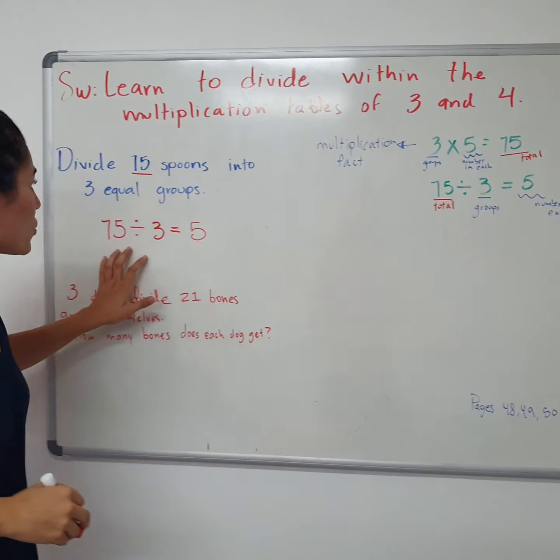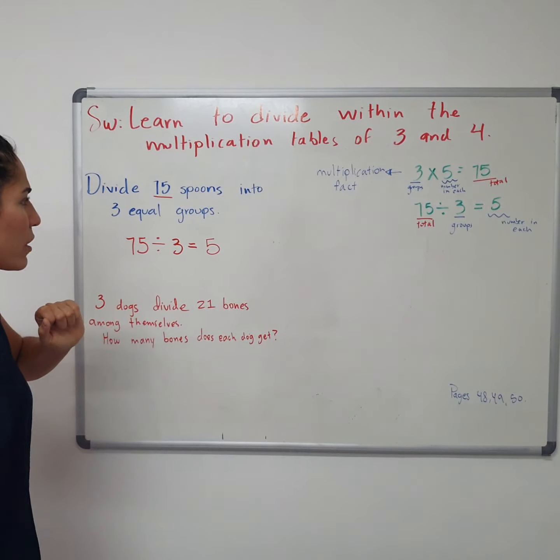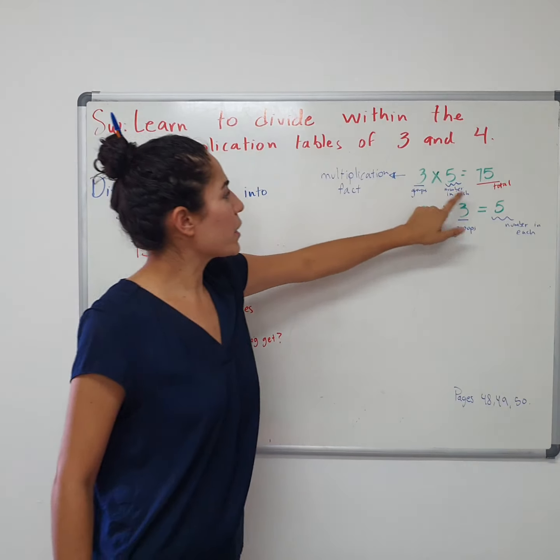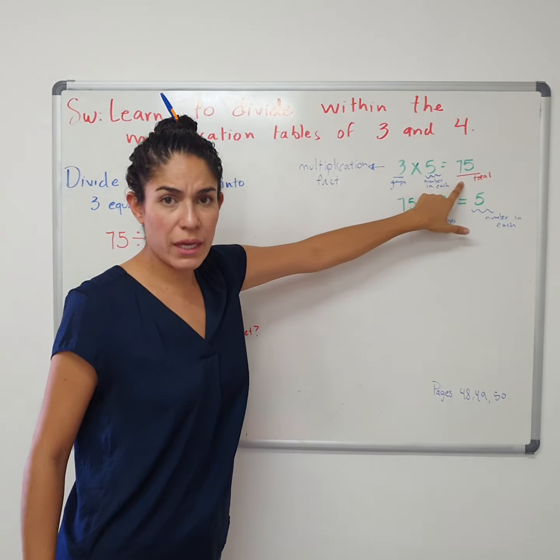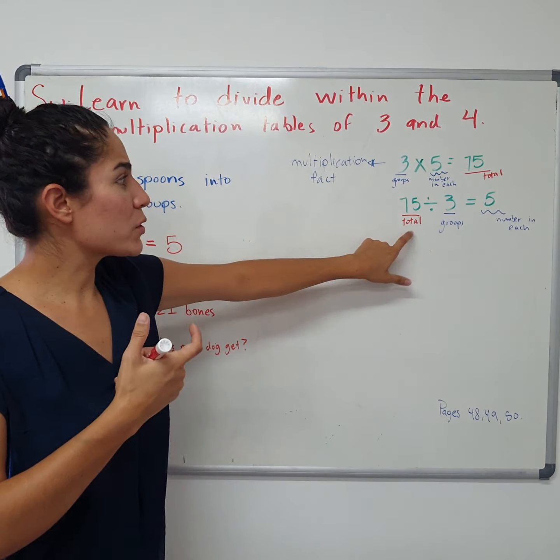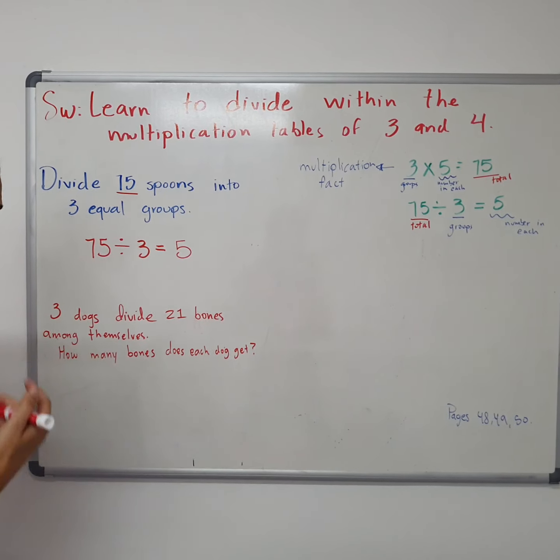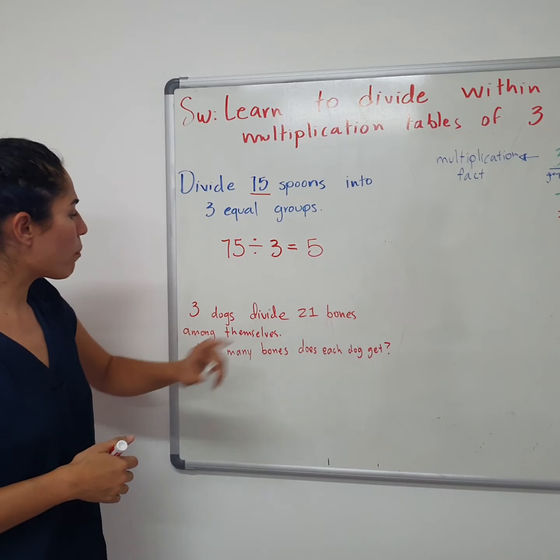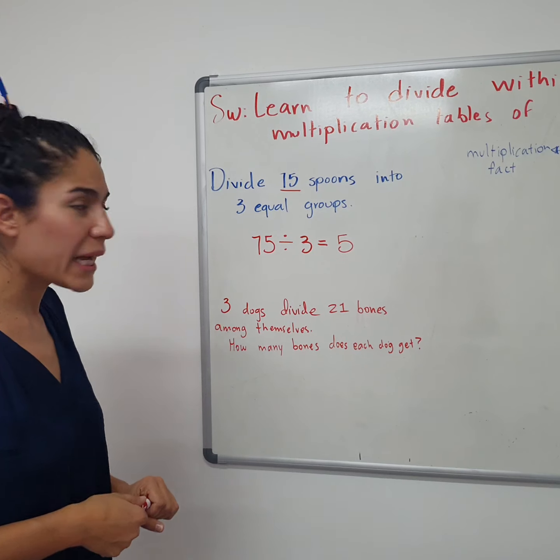When you're writing a division sentence and they tell you, write it as a multiplication fact, just keep it in mind. The multiplication, the first number is going to be the groups. The second number is going to show you what you have in each one. And the most important thing, always, the multiplication's result is going to be the beginning for the division sentence. Okay? The other kind of problem that you're going to have is something like this. 3 dogs divide 21 bones among themselves. How many bones does each dog get?